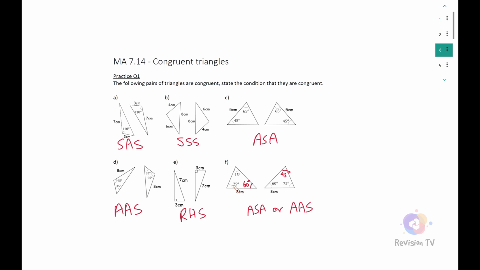So what you can do is, if you're using 75 and 60 degrees, you can say they're ASA because 75, 60, and the 8 in between. Or angle side angle, 75, 45 degrees, and 8 centimeters. Okay, that's a slightly trickier one, I guess.